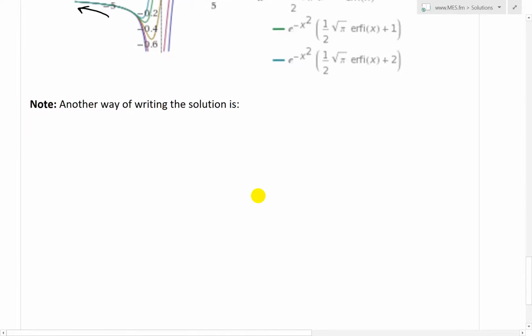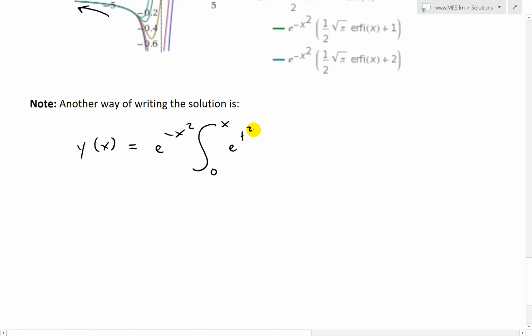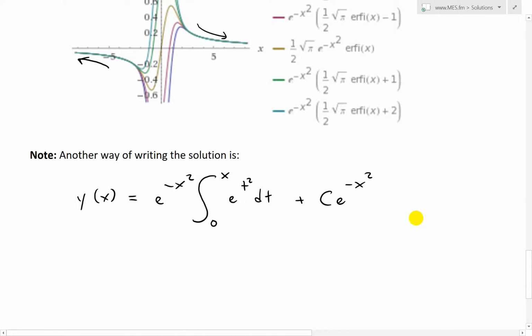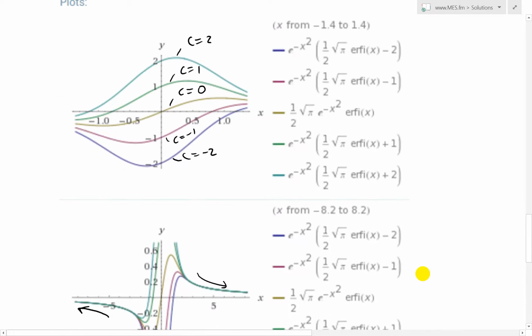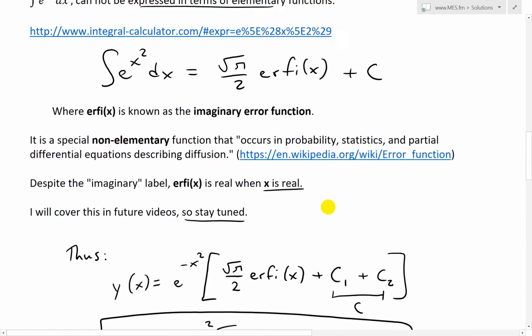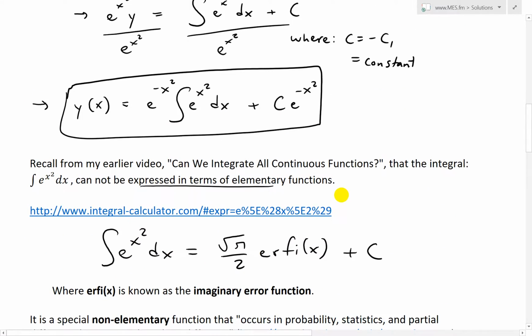In my calculus book it states another way of writing the solution, y of x, including the integral. This is e to the -x squared, and then we have from 0 to x of e to the t squared, so the variables just change so that we can have this definite integral from 0 to x dt, plus c e to the -x squared. This one's exactly the same thing as this one here, except written in definite form.